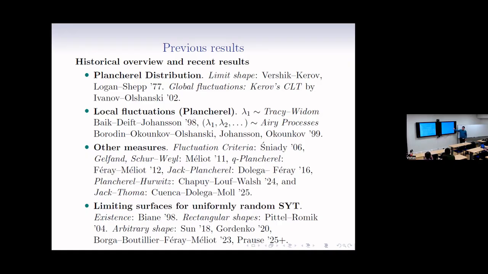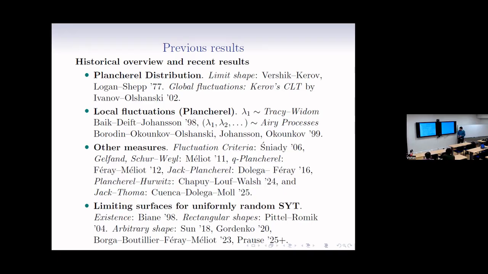But then if we think about random standard tableaux, what I mean is just take some distribution for partitions and then sample uniformly a random standard tableau. Then there is the existence of some kind of limiting surface. So you have some limiting shape for certain families of random partitions, and then you have some limiting surface for standard tableaux, as proven by Biane in 1998. But this existence is completely implicit, so there are no formulas for the limiting surface.